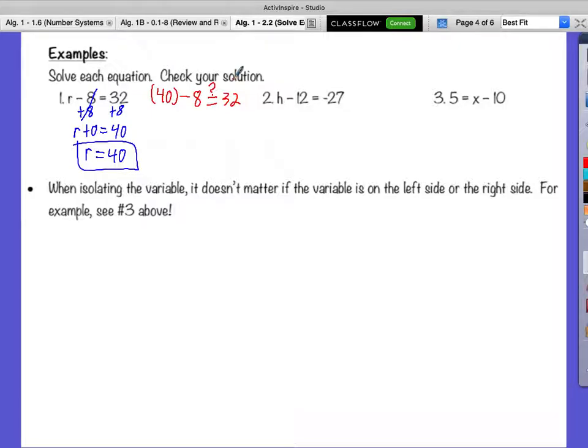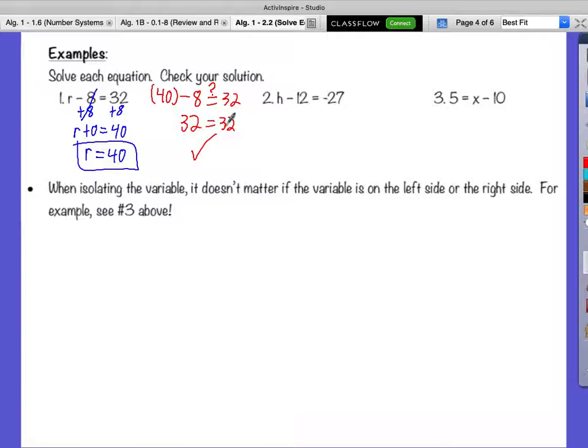Okay. So I can say 40 minus 8 equals 32. I like to make a joke about that. So what is 40 minus 8? 32. So does 32 equal 32? Yeah, so I like to put a little check mark. Yep, I checked it and it worked out. So we did have the right answer.